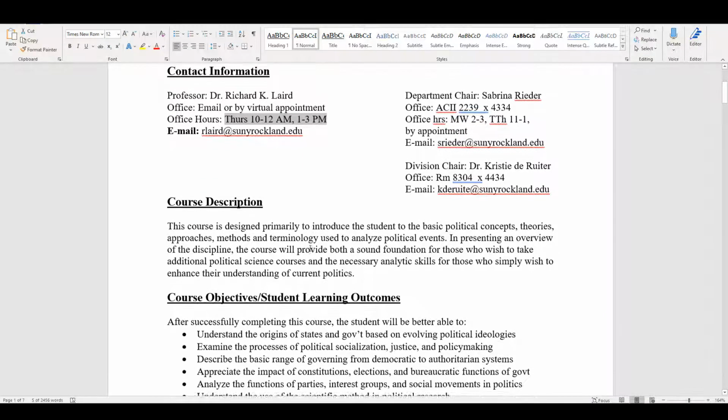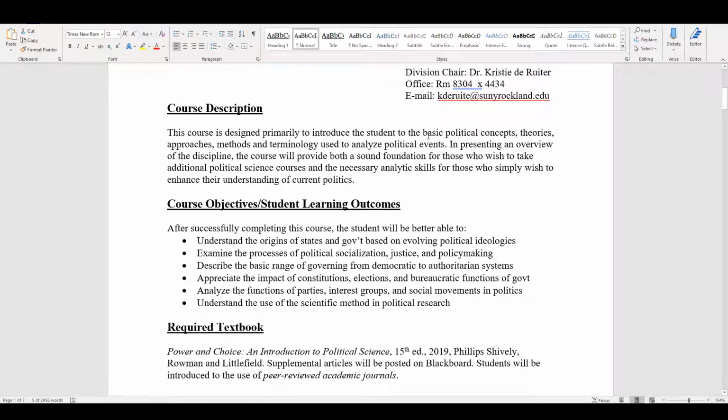Now, as far as the course description, it is to introduce you to the basics of political science, the theories, the approaches, methods, and terminology used to analyze political events. So it's going to be a general introduction and overview, but it will be covering lots of information. We'll be looking at things around the world. We'll be comparing politics in other countries. We'll be looking at basic concepts that apply to all different types of governments. So it will be a fairly broad course, but it will have a lot of information. We'll want to pay attention and keep up, take notes.